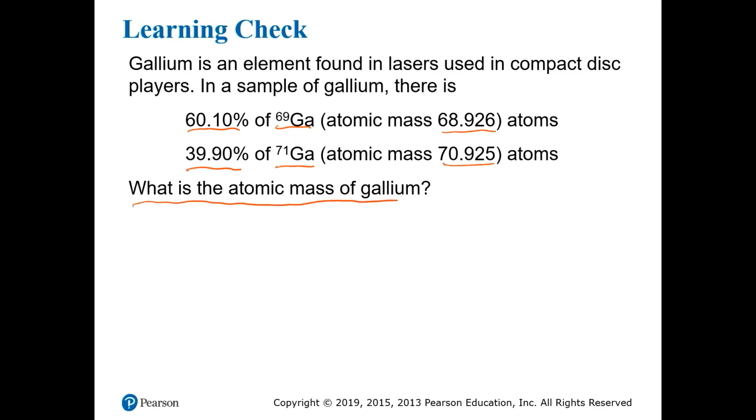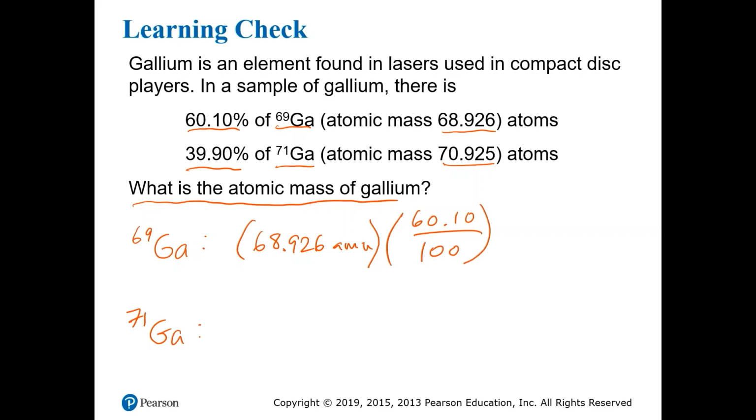Well, we have to go through this process again. And it helps to start by listing the different isotopes, right? So we have gallium-69 and gallium-71. And gallium-69 has an atomic mass, again, of 68.926 AMU. So we take the mass of gallium-69 and we multiply it by the fractional abundance, which is the percentage out of 100. And this equals 41.42 AMU.